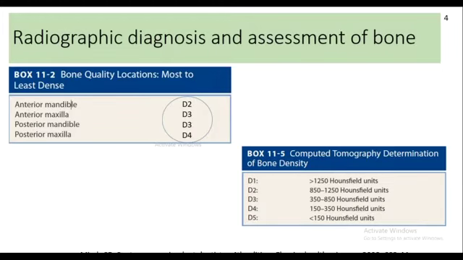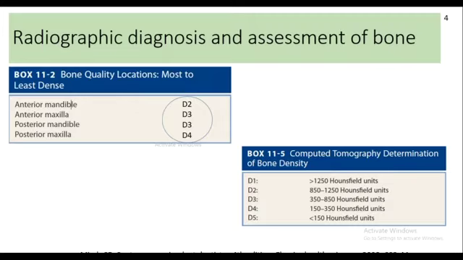Now, before doing any implant surgery, first you need to radiographically diagnose and assess the bone. How do you radiographically diagnose? It's basically either you take a CBCT or a computed tomography. This computed tomography will give you certain values in the form of Hounsfield units. If, say, D1 bone is present, the Hounsfield units will be greater than 1250. If a D4 bone is present, the Hounsfield units will be accordingly like 150 to 350.